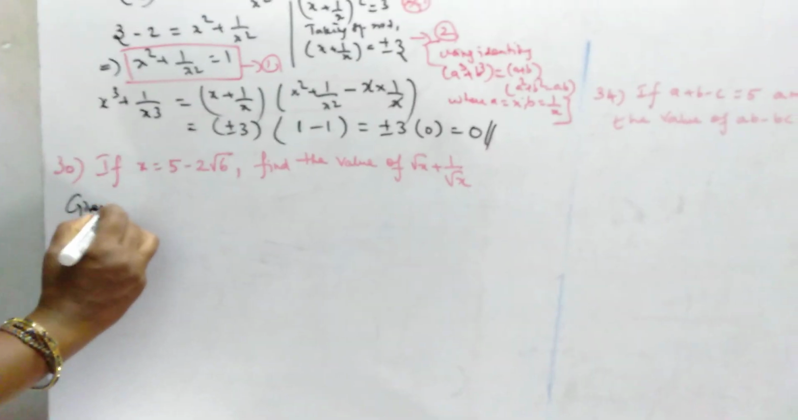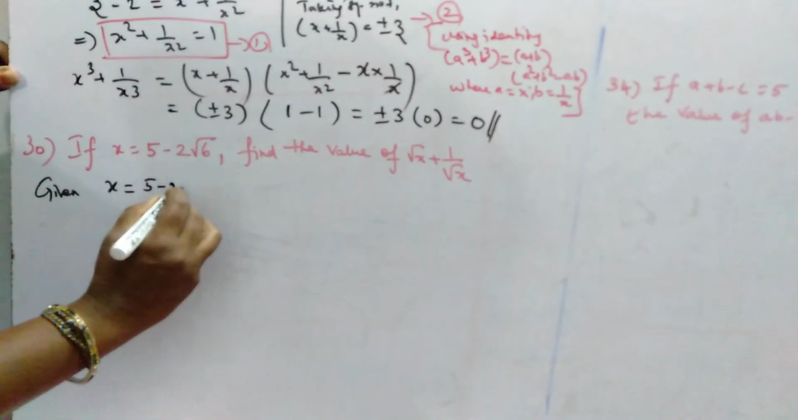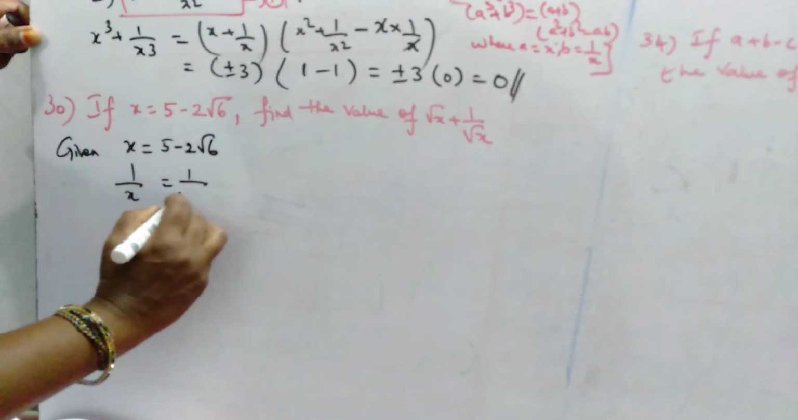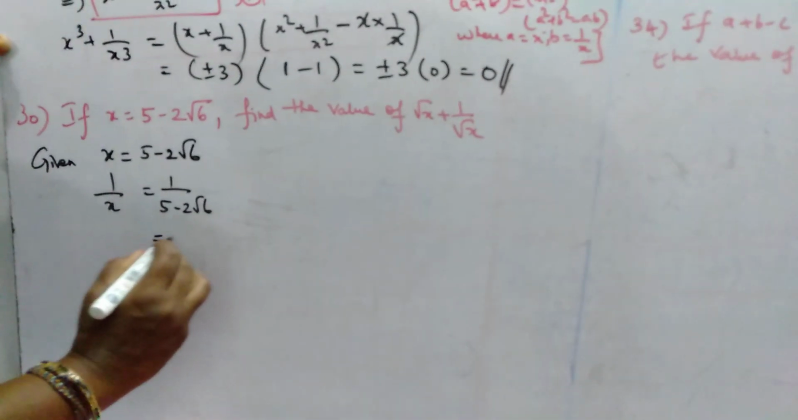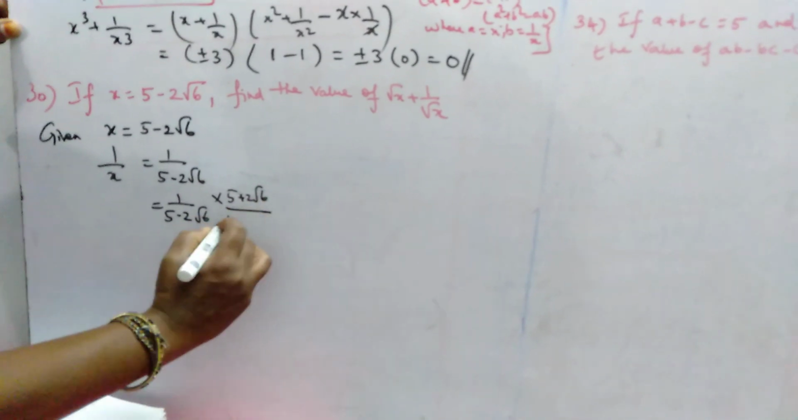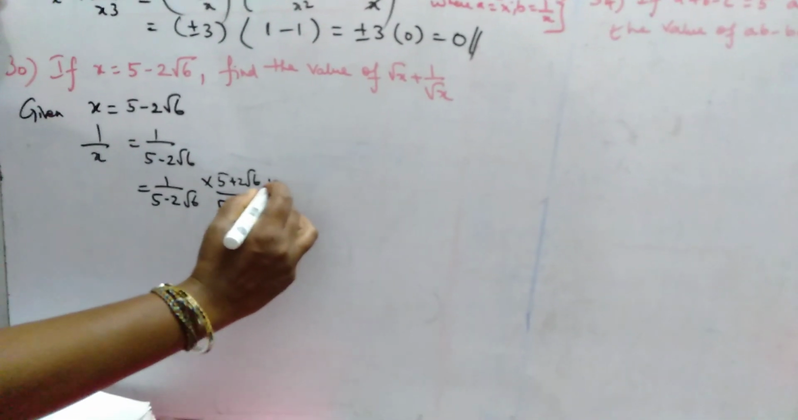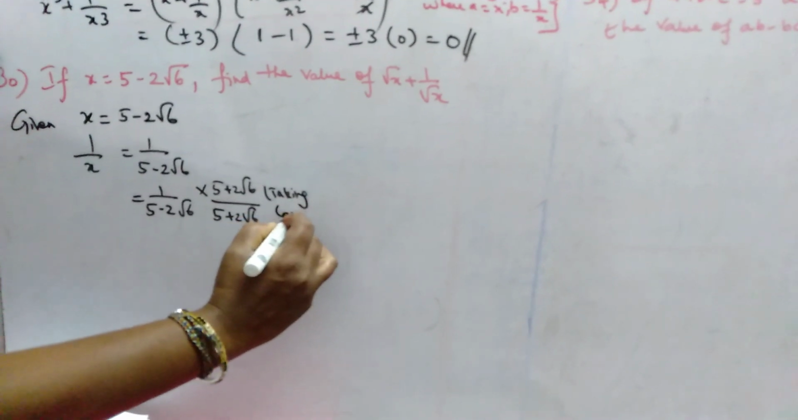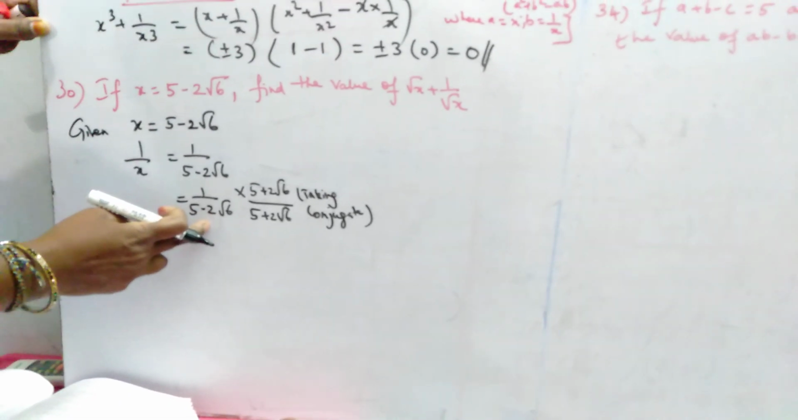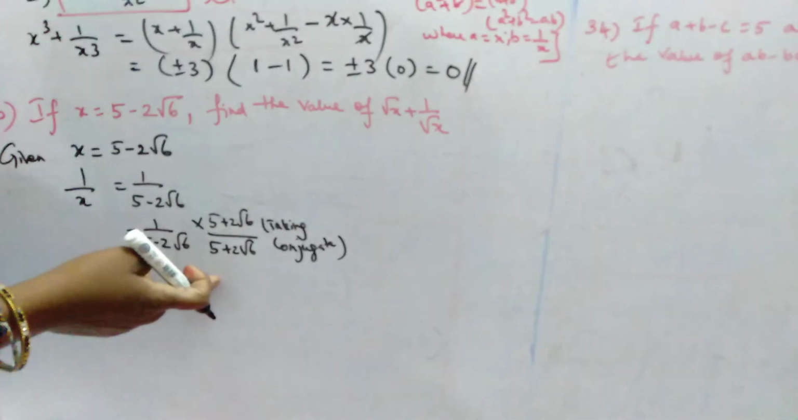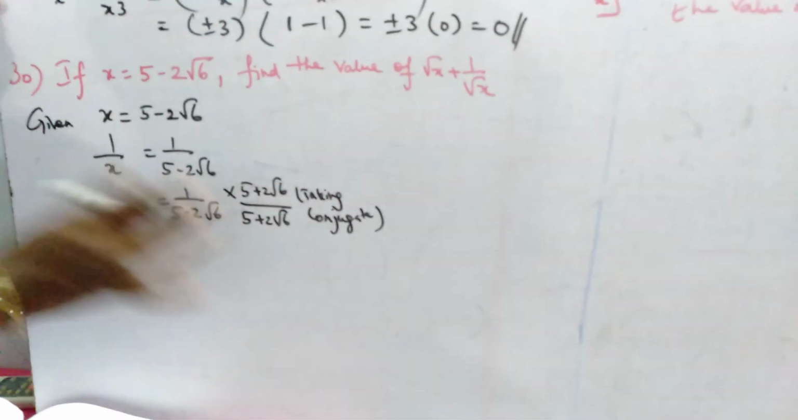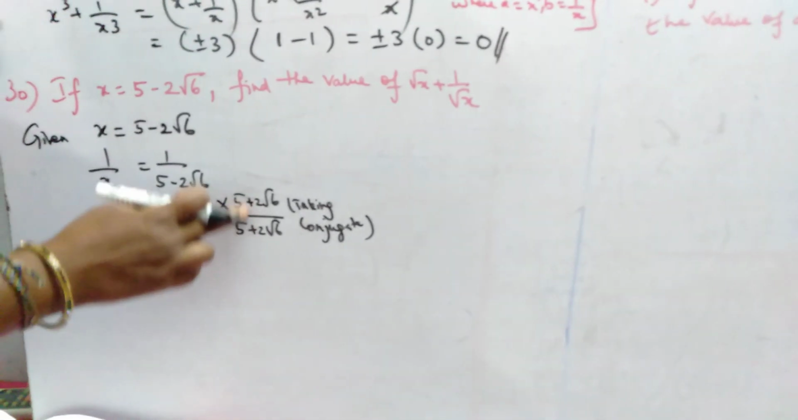What is given here? x = 5 − 2√6. Okay. So let us find 1/x, which is equal to 1/(5 − 2√6). So which can be written as 1/(5 − 2√6) × (5 + 2√6)/(5 + 2√6). That is taking the conjugate. The conjugate means the opposite sign; we multiply and divide, since if you multiply and divide, the value of the original term will not get changed. That is for the conjugation, right? Here the opposite sign of the term we want to take.